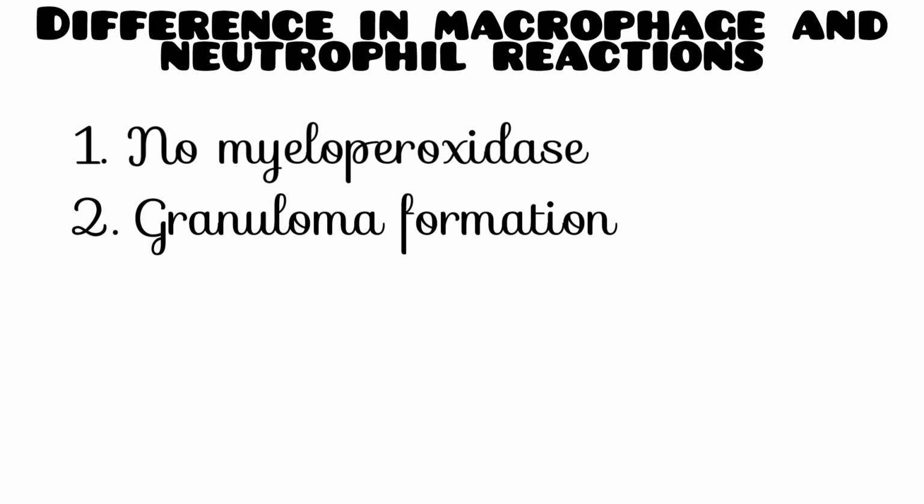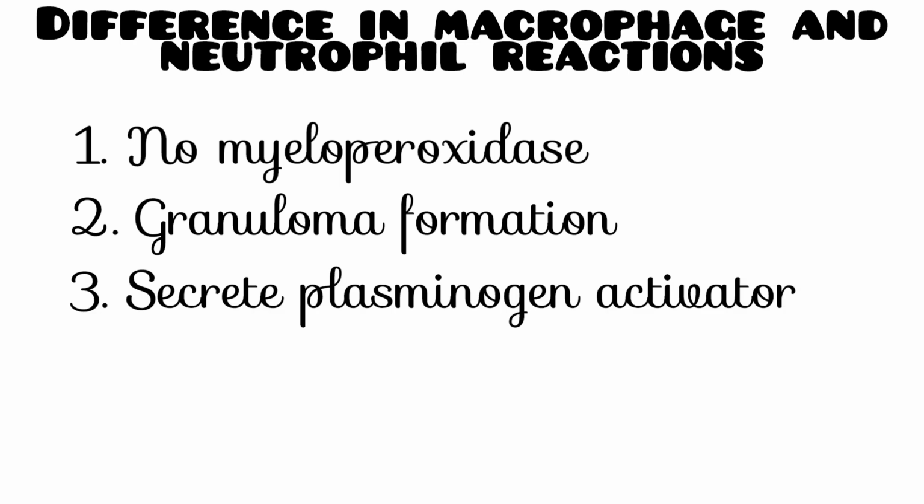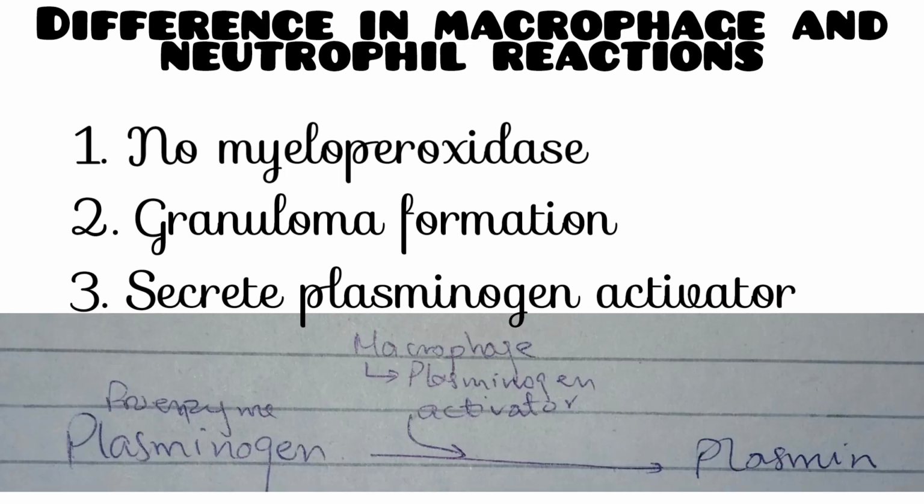Second difference is that certain organisms such as the agents of tuberculosis, brucellosis and toxoplasmosis are preferentially ingested by macrophages rather than by the neutrophils, and they may remain viable and multiply within these cells and produce granulomas. Granulomas formed during these infections contain many of these macrophages. The third difference is that macrophages secrete plasminogen activator, an enzyme that converts the proenzyme plasminogen to the active enzyme plasmin, which dissolves the fibrin clot.